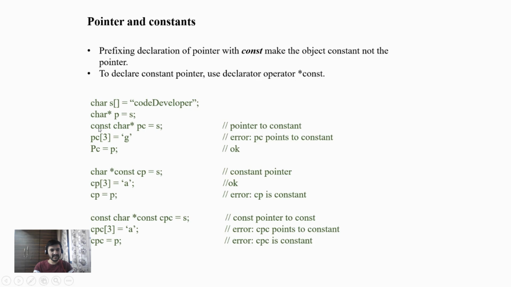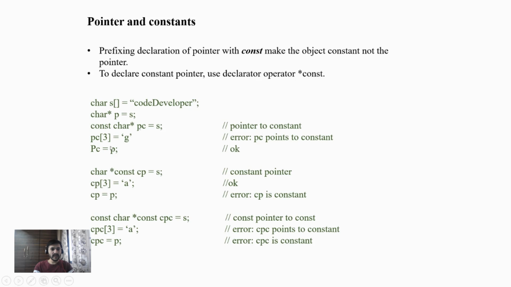So what is the declaration? const char star pc equal to s. What is this? This is a pointer to constant. What is a pointer to constant? If I want to change the value of some character of s using this pointer pc, I will not be able to do it. Now here pc refers to s. If we do pc[3] equal to g, that is, if I want to change this e character to g, we will not be able to do that. Why? Because this is a pointer pointing to a constant character, so we cannot change the object, but pc itself can be changed.